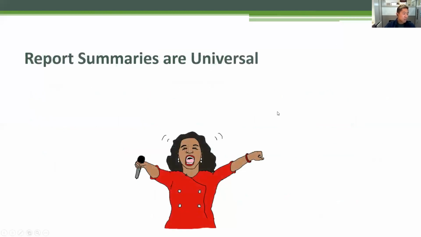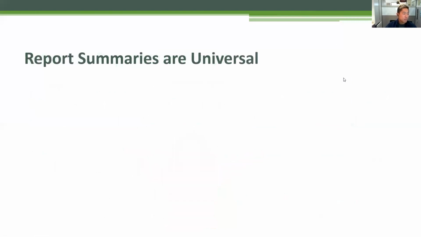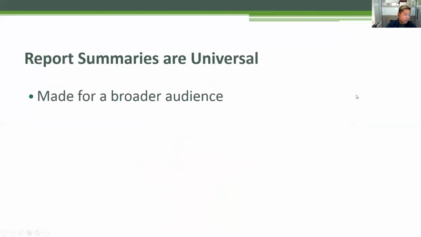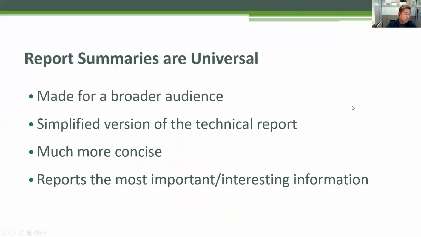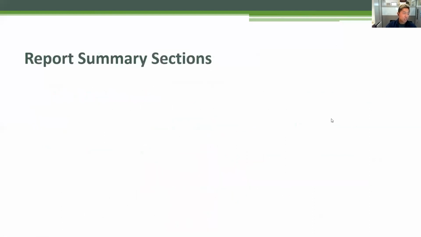So report summaries are universal, and you want to make sure that everyone gets at least a report summary. These are fairly easy to make and you can share them with wide audiences, and most of the time a lot of people will be able to understand them. They're made for a broader audience: a simplified version of the technical report, much more concise, reporting the most important, interesting information. When you're writing a report summary, there are different sections.